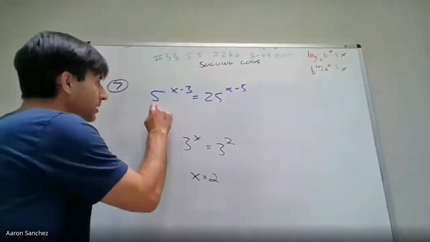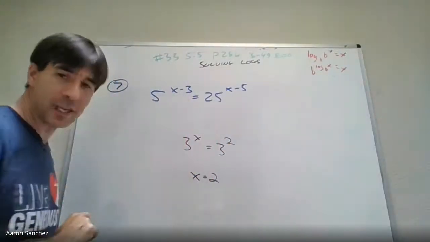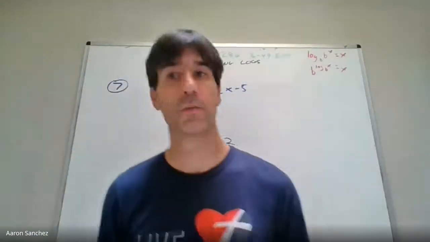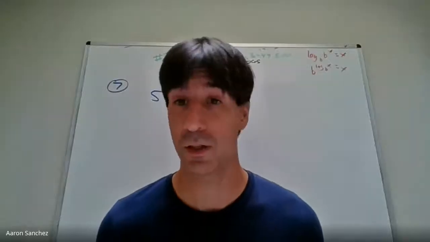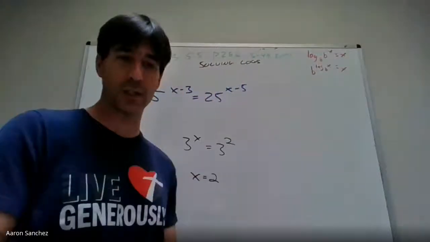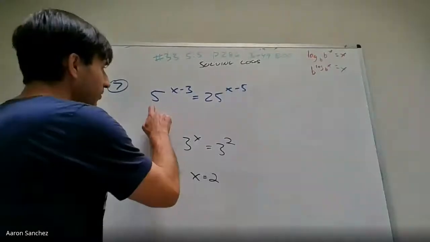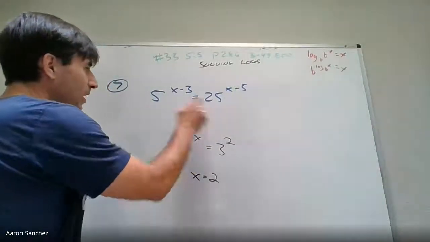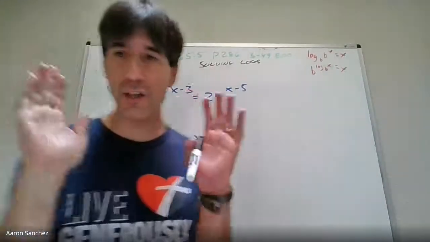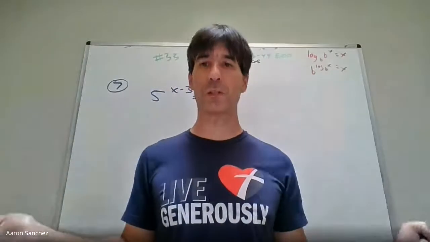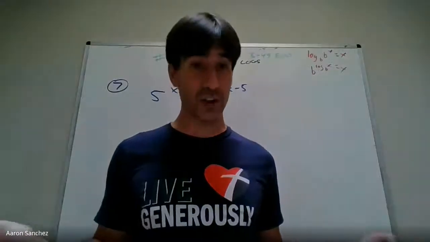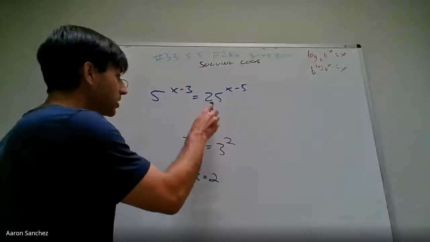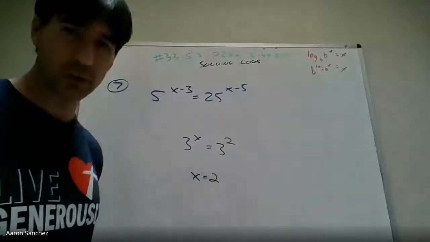Now, my question is, are these bases the same? Yes, you guys are paying attention. They're not the same. 5 and 25. So what do you think I can make these without changing the value? This is a weird question. I don't think anyone is going to get this when I ask it, but I'm just going to ask. See if anyone can figure this out. What should my bases be?